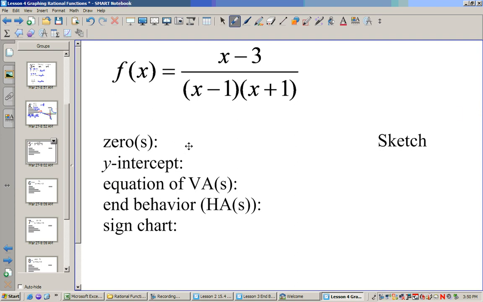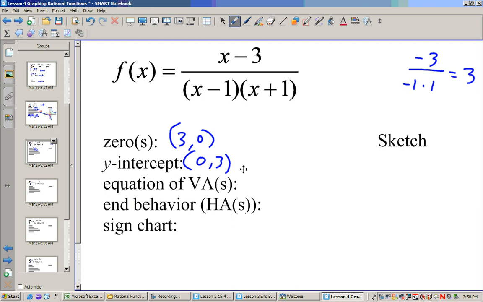Alright, the zeros are what makes the numerator 0, so that would be the point 3, 0. The y-intercept is if I plug in a 0 for x, so that would be negative 3 over negative 1 times 1, so that would be negative 3 over negative 1, which would be 3. So the y-intercept is at 0, 3. Funny, these things just change spots. That's not going to happen often.